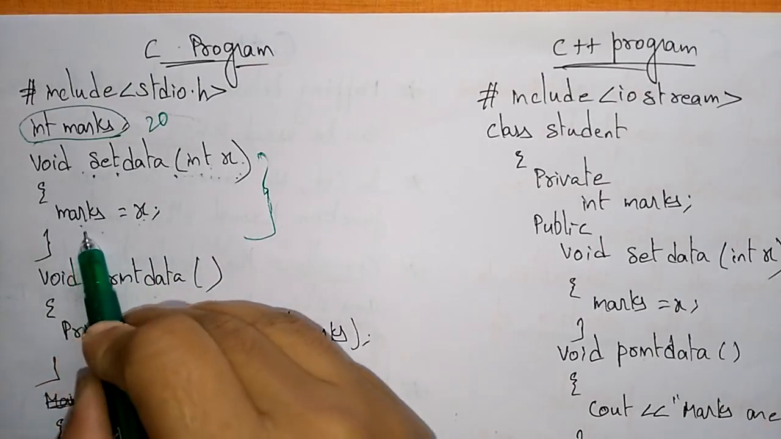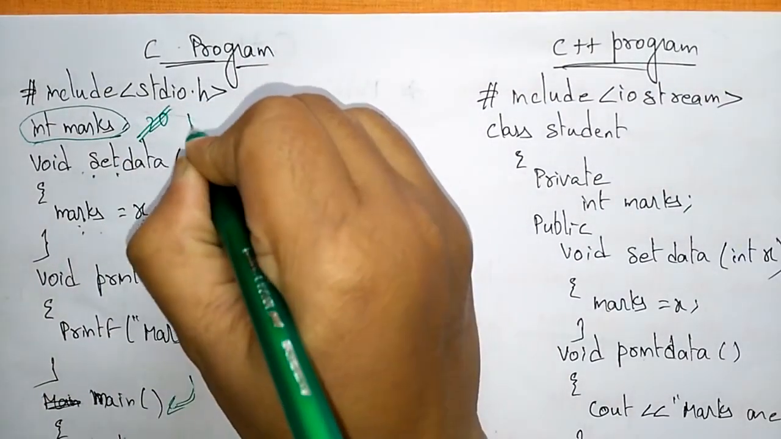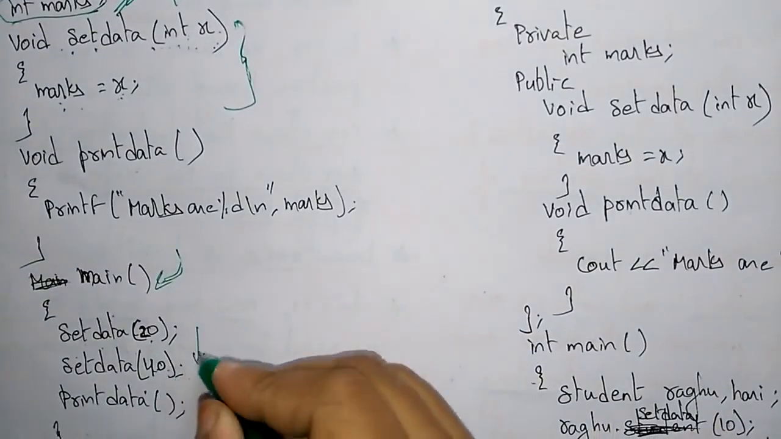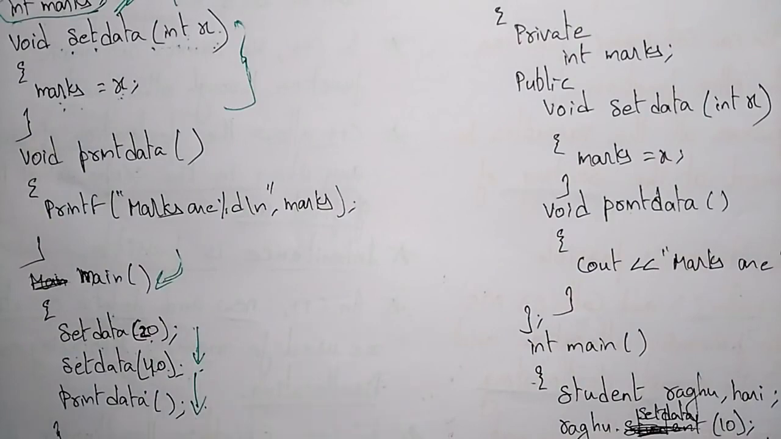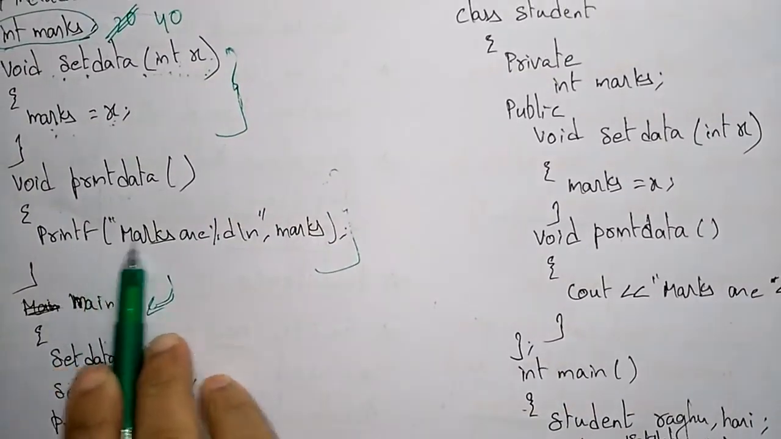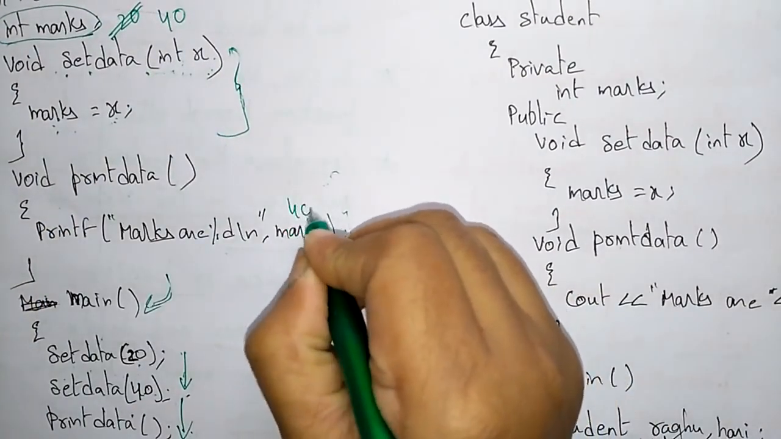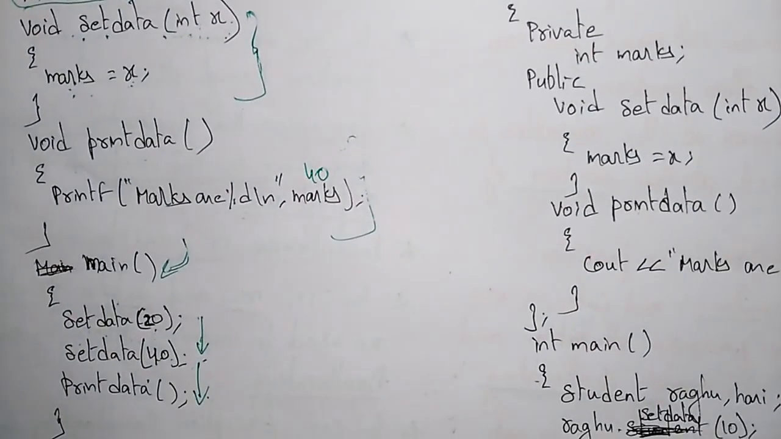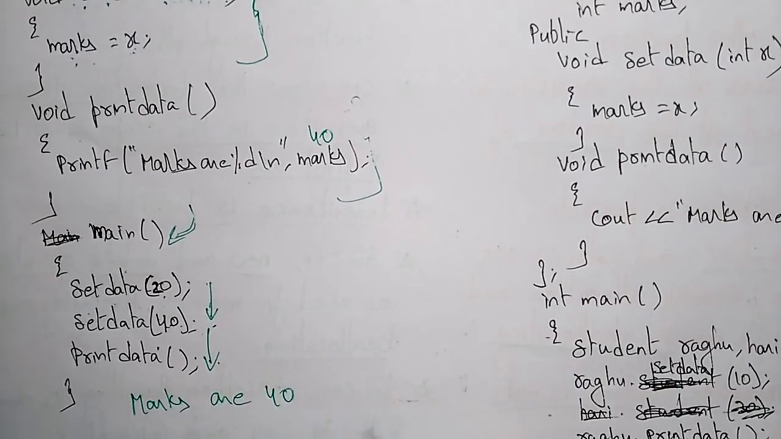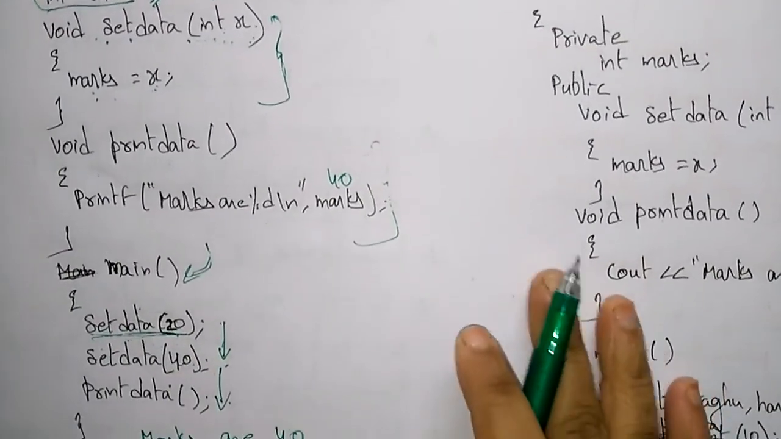Okay. So what it does, whenever previously it is already 20, now the 20 is overwritten and now it becomes 40. Okay. So after set data, next print data. So now it calls this function and prints marks. What are the marks now? It is 40. So 40 was printed. So the output for this is marks or 40. So it erases the previous value, that is the 20 value is overwritten.